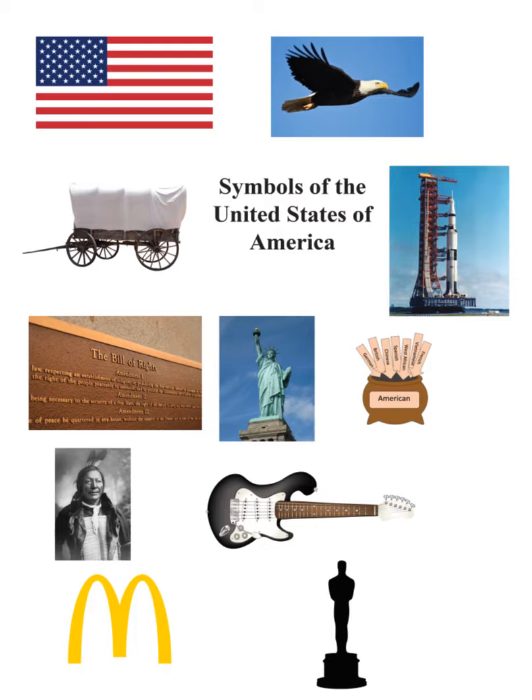Finally, there are 3 pictures to represent great American culture exports. The first is a rock guitar. Rock and roll has changed music around the world, and it started in the U.S. in the 1950s with people like Elvis Presley and Chuck Berry. The second is the golden arches of McDonald's. American fast food may not be healthy, but it's popular all over the world.